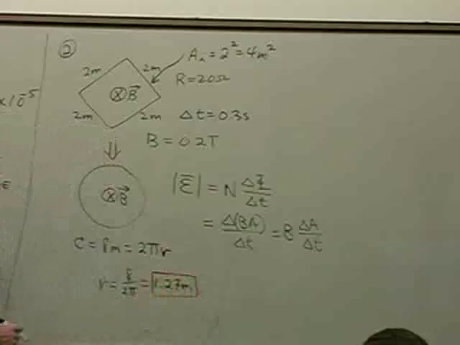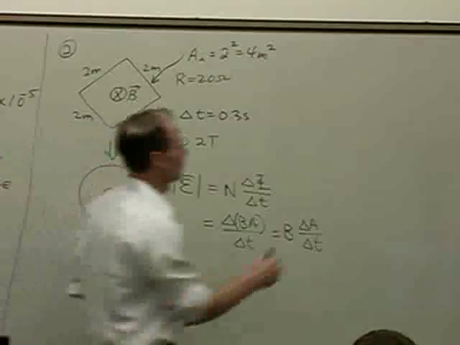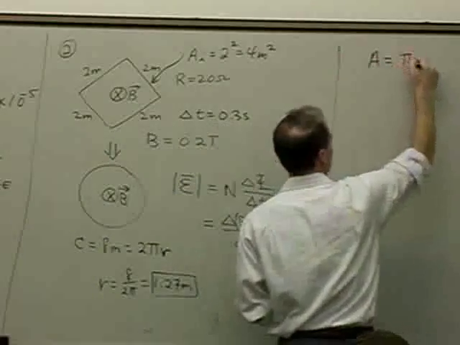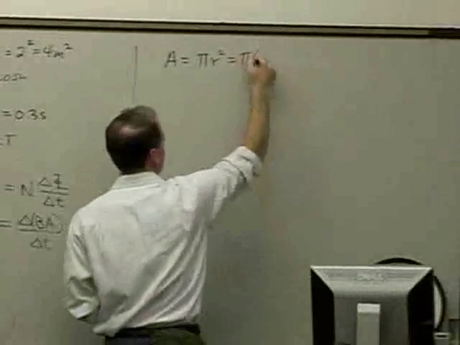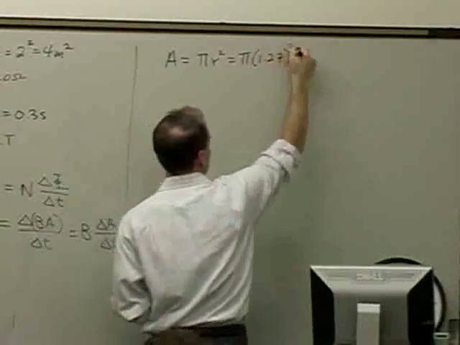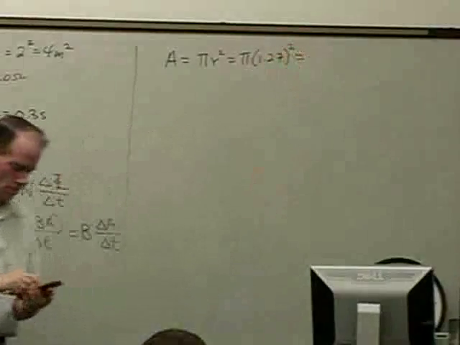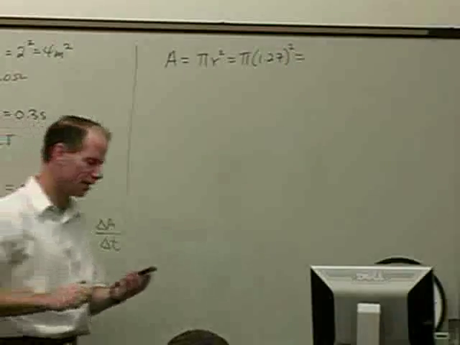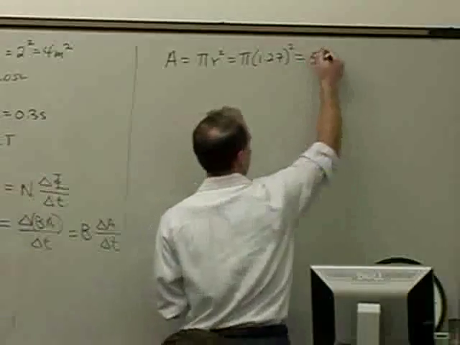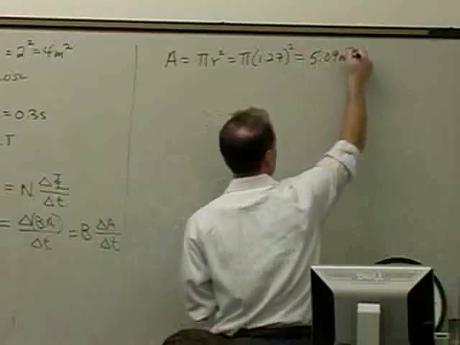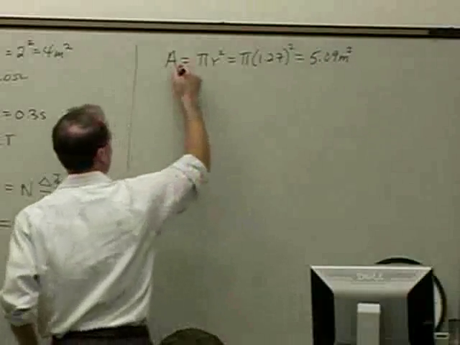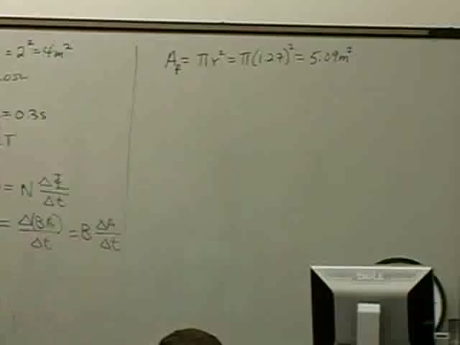And now we can find the area of that circle. Area is going to equal pi r squared. So pi times 1.27 squared is 5.09 meters squared. So actually that will be our final area. That will be the area of the circle.